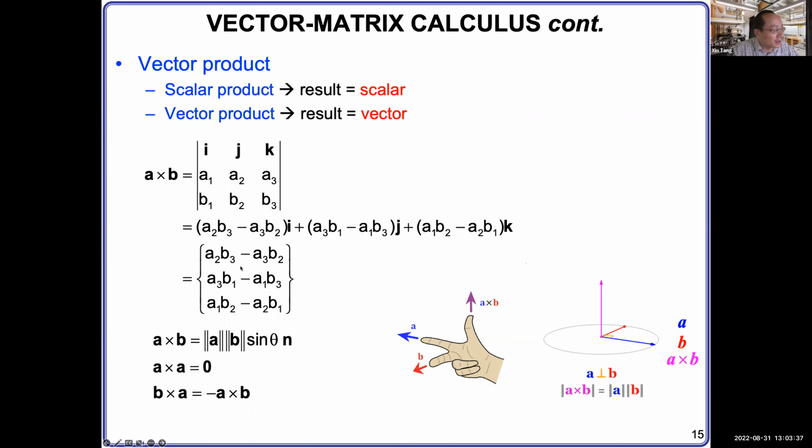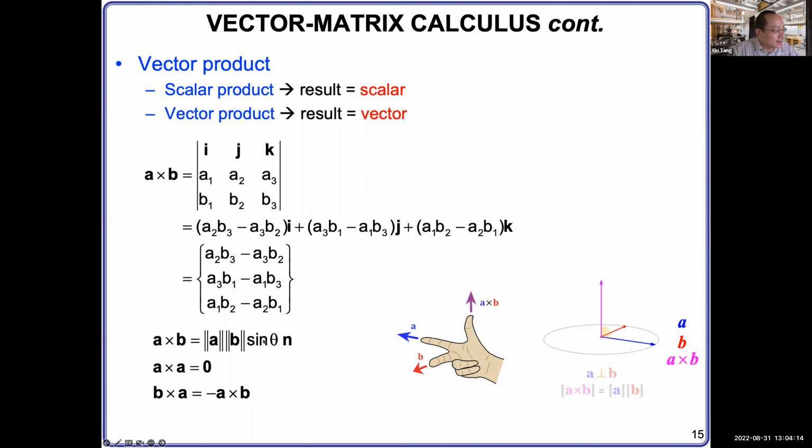And this indicator, each one, is the scalar component of one direction. But overall, they represent a vector in the 3D space, okay? And in terms of the algebra, in terms of the final results, A cross product B equals the A magnitude times B magnitude times sine theta. Theta is the angle between A and B vector. And there's N. N means the unit direction of the thumb, okay?